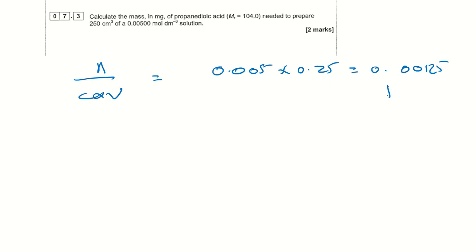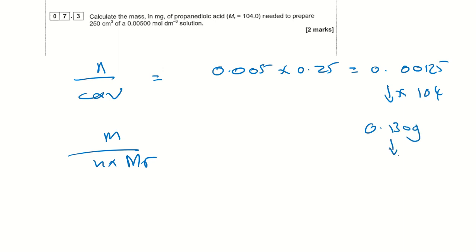Okay, if we take that, mass equals moles times RFM, we multiply that by the RFM, it's 104, okay? And that gives us 0.130 grams. But remember, the question's in milligrams, we've got to multiply that by 1,000. So our final answer should have been 130 milligrams.